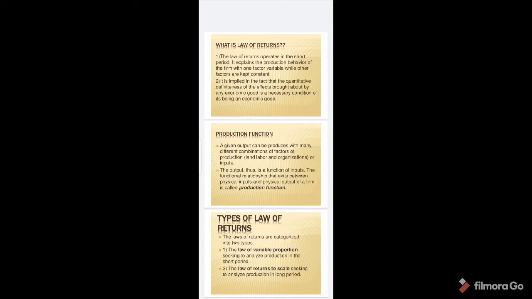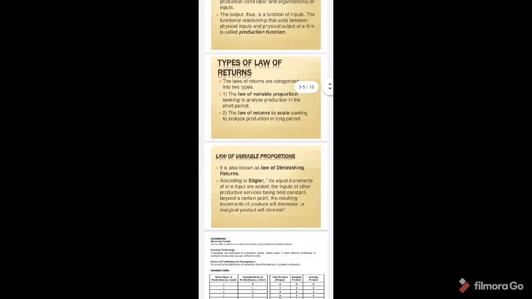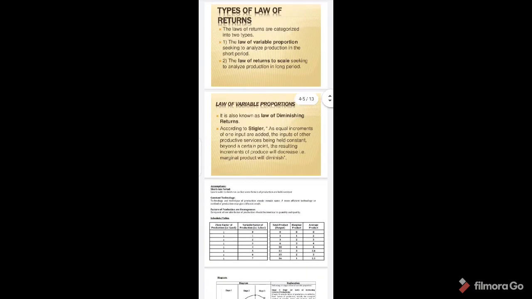We have got types of law of returns. The laws of returns are categorized into two types. Number 1, the law of variable proportion, seeking to analyze production in the short period. Number 2, the law of returns to scale, seeking to analyze production in long period.